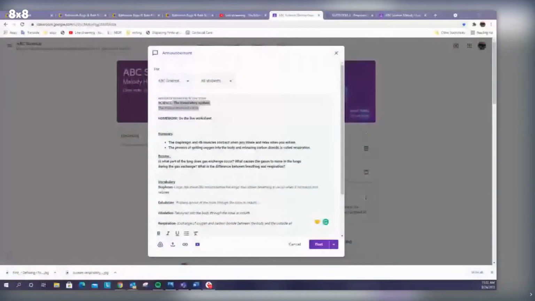What we're going to look at today is in what part of the lungs does the exchange of gas, or oxygen, and carbon dioxide occur? What causes the gases to move into the lungs during the gas exchange, and what is the difference between breathing and respiration? So I'm going to share this little sheet I have here, this little post that's on the outside of the lesson. I wish I could make it bigger. I've also included the vocabulary.